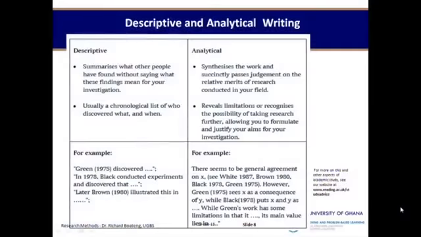Then it goes on to say, however, Green 1975 sees X as a consequence of Y, while Black puts X and Y as something. While Green's work has some limitations in that its main value lies in... Now, what is he doing? What he's doing is that he's doing both comparative analysis and critical evaluation of the works he has found. And that is where it takes your work beyond description to what? Analytical work. Now, analytical writing means that you should be able to pass judgment on the work by either relating it to your own work or relating it to other works.